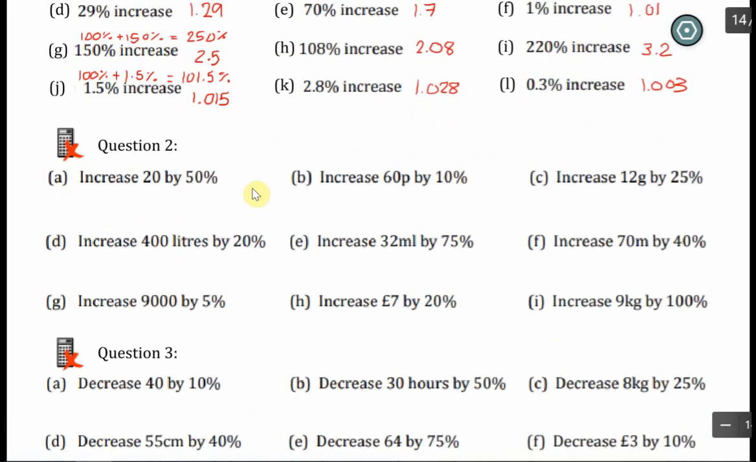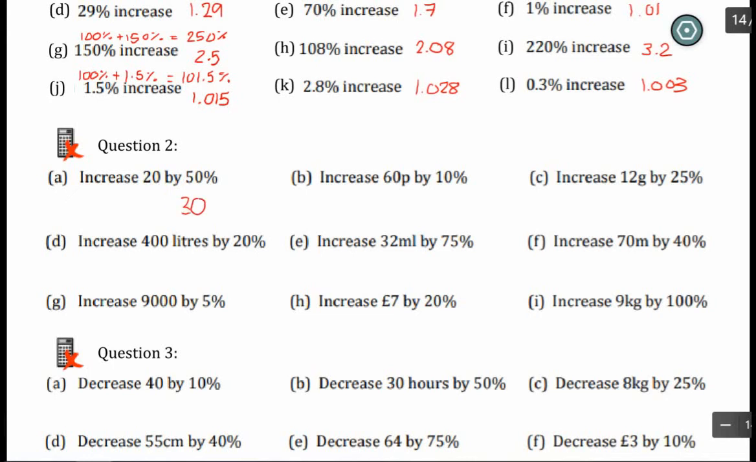Okay, question 2 is non-calculator, so we may not be using this method. We may be going back to using an old method like nice easy percentage chunks. So increase 20 by 50%, well 50% is half, so we're going to increase it by half of itself, which is 10, so that will give us 30.